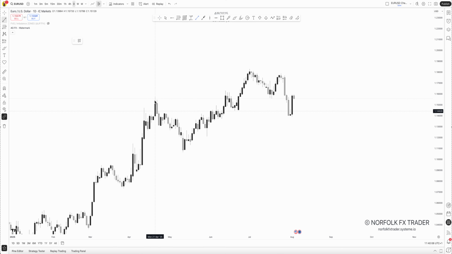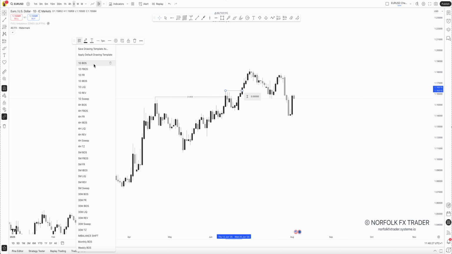So if we look at where we've got this previous break of structure here, in fact, let's just place this on a magnet so we know it's in the right place. Yes, definitely a break of structure. We can see this is a valid break to the upside. We have a pullback and another valid break to the upside. So now we have the next break of structure.